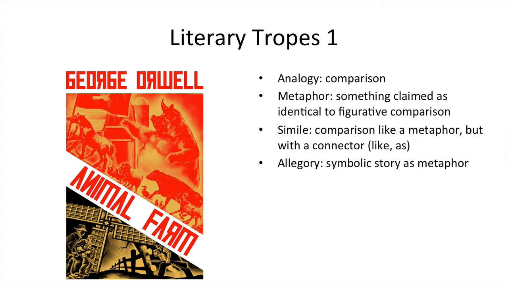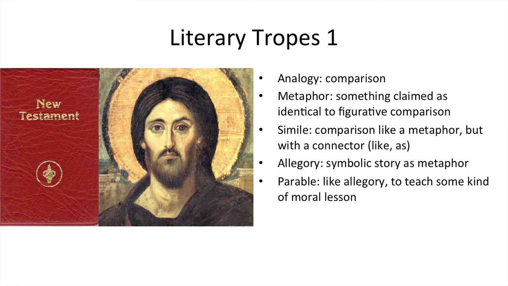An allegory, now that's a symbolic story meant as a metaphor, and my best example is the novel Animal Farm by George Orwell, which is an allegory for the Russian Revolution. So it's basically the Russian Revolution retold, but with animals instead. A parable, which is a kind of allegory, usually shorter, is something that is meant to teach some kind of moral lesson. Very famous, of course, is Jesus in the New Testament, famous for his parables.